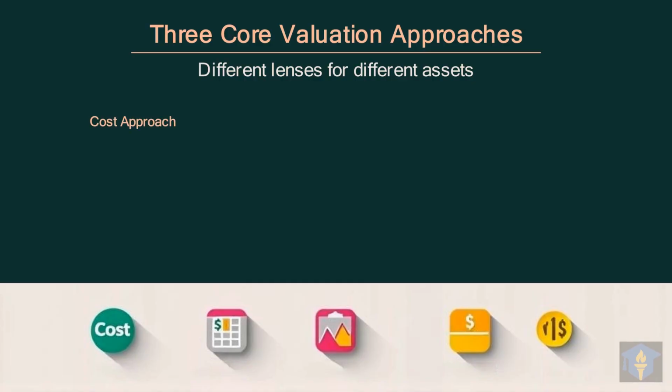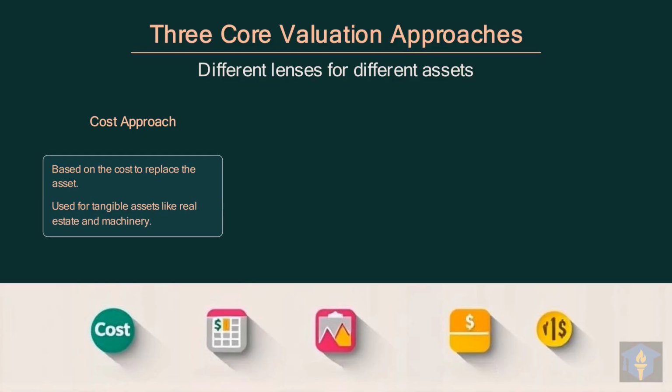First, we have the cost approach, which focuses on determining value based on the cost to replace an asset. This method determines value by calculating what it would cost to reproduce or replace the asset today. It's primarily used for tangible assets such as real estate and specialized machinery, where replacement cost is clear.